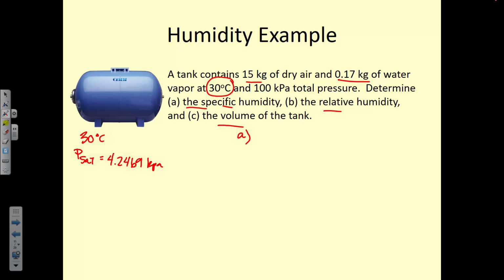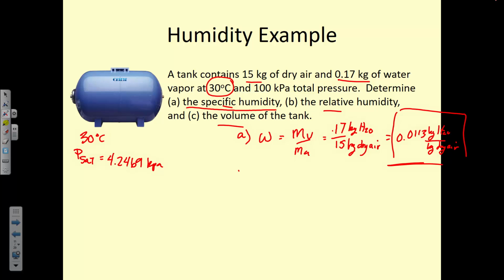So the first thing, the specific humidity, what's the Greek symbol for specific humidity? It's the omega. And what's it equal to? Mass of the vapor over mass of the air, which is equal to 0.17 kilograms divided by 15 kilograms. And again, remember, this is not unitless because it's kilograms of water over kilograms of dry air. So we find omega, or the specific humidity, to be 0.0113 kilograms of H2O divided by kilograms of dry air.